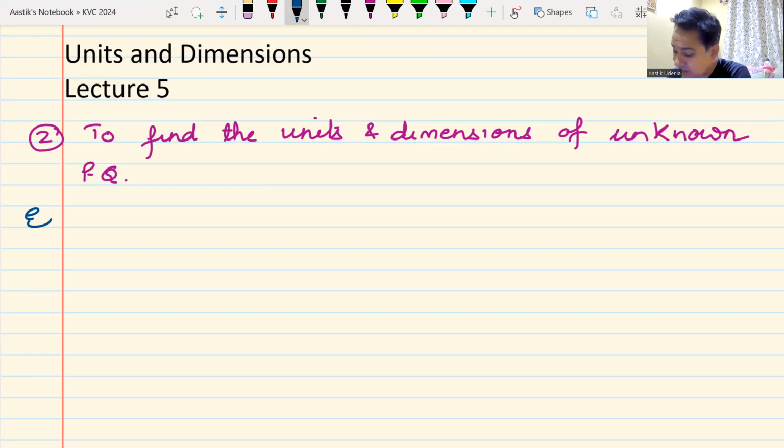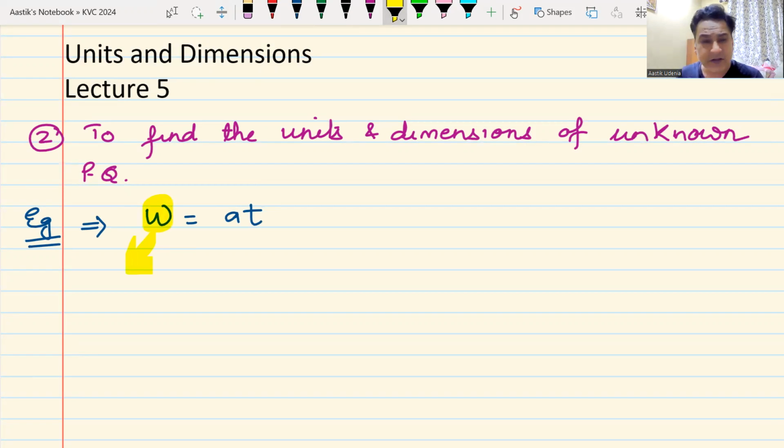Let us see this with an example. For example, if I had an equation W is equal to A times T. Now remember, all these alphabets can mean different things in different equations, but sometimes they remain fixed. For example, what does W refer to? What is W here? What is your guess? W here, as I already told you, I have spilled the beans, W here is work done.